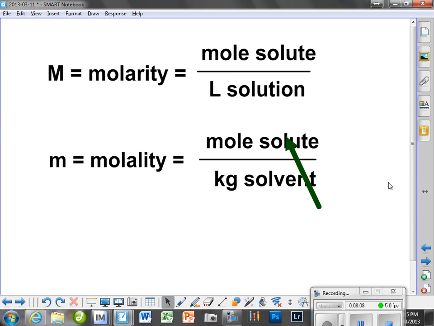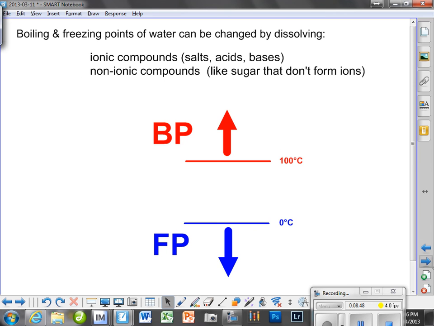Okay, in this way, these two things are the same, aren't they? This one, liters of solution, is very different than kilograms of solvent. Not the same. When we're talking about molality, which is what we use to predict how much the melting point or boiling point will go up or down, that's what we're going to use. But we're not going to use the molality of the solution. We're going to use the molality of the particles. And you'll understand that as we move on.